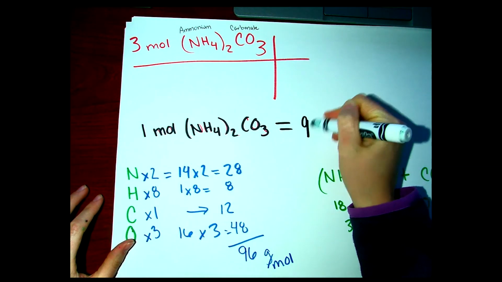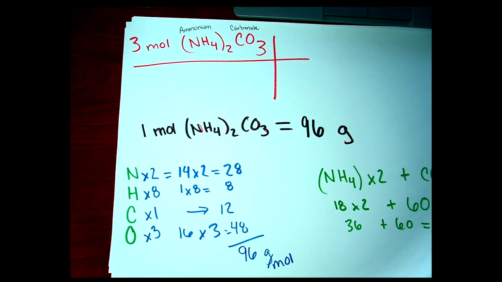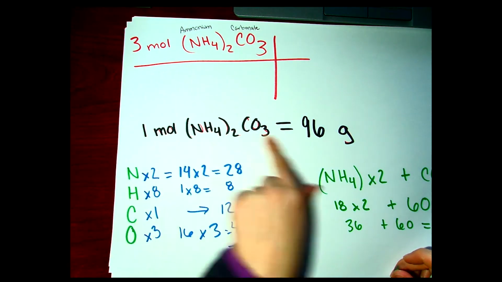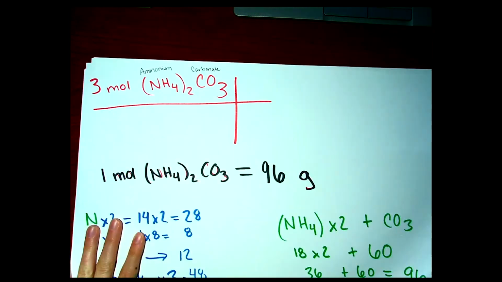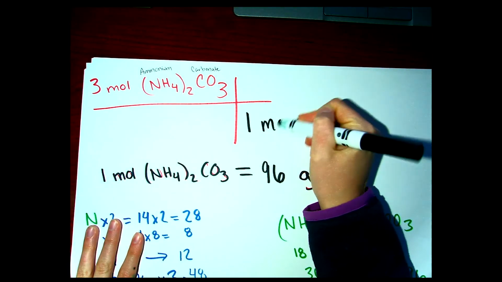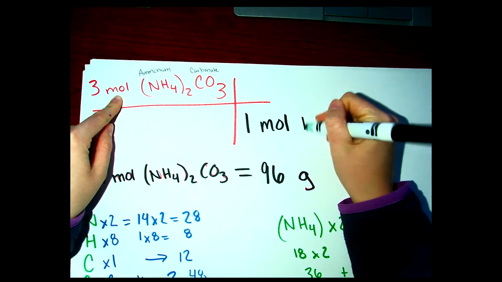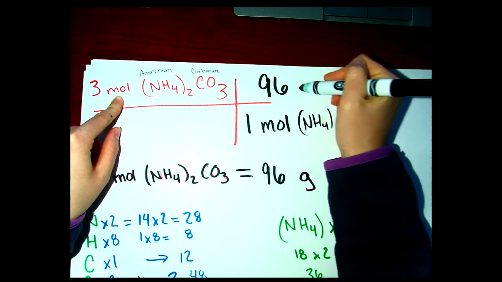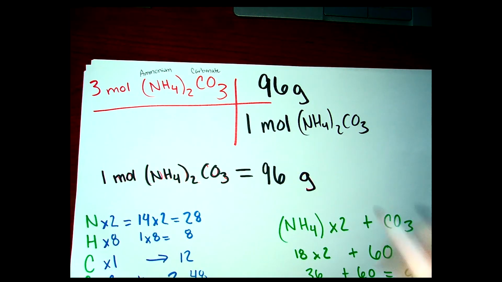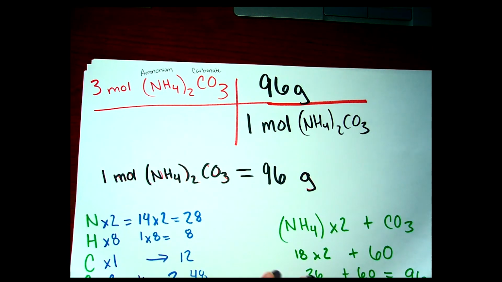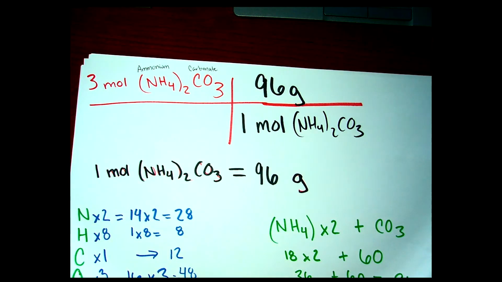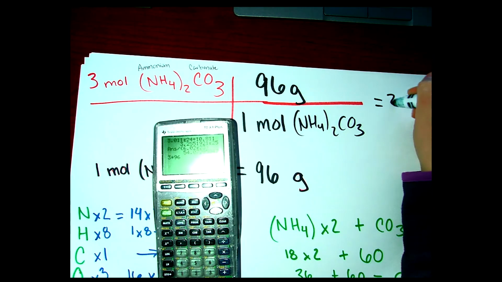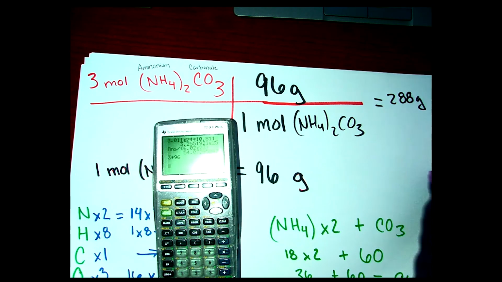So we've got 3 moles of ammonium carbonate, and now we know that 1 mole equals 96 grams. We'll go ahead and plug this into our equation, putting the moles on the bottom so that they'll cancel out, and then the grams on the top. And now we'll multiply across, 3 times 96. And I get 288 grams.